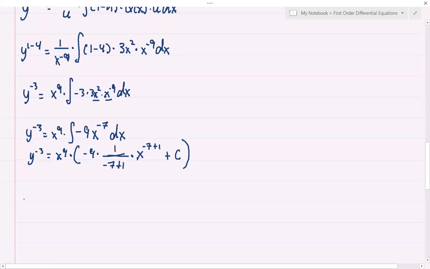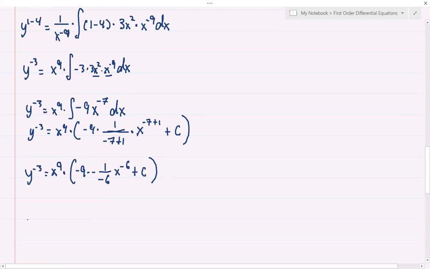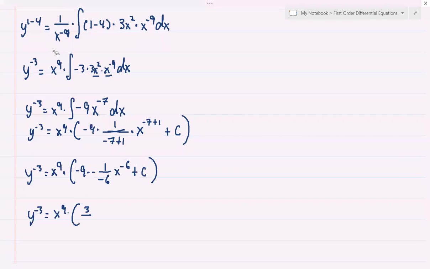There you go. So we have y raised to negative 3 is equal to x raised to 9 times negative 9 times negative 1 all over negative 7 plus 1 is negative 6. So times x raised to negative 6 plus c. So in here, we will have x raised to 9 times, multiply negative 9 and 1 all over negative 6 times x raised to negative 6. The answer here is positive.